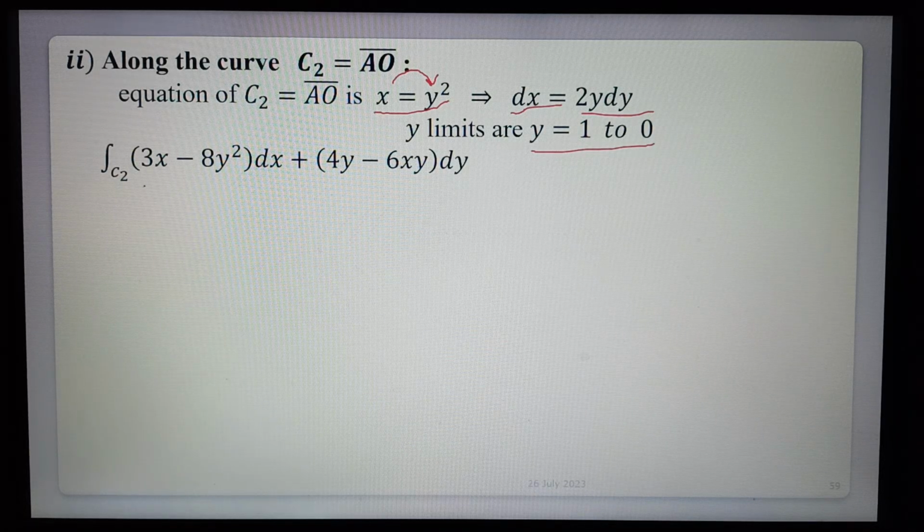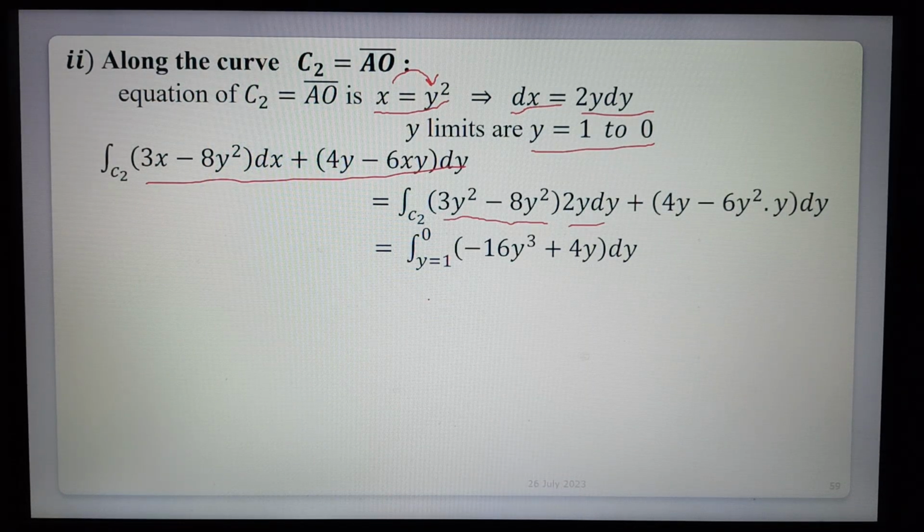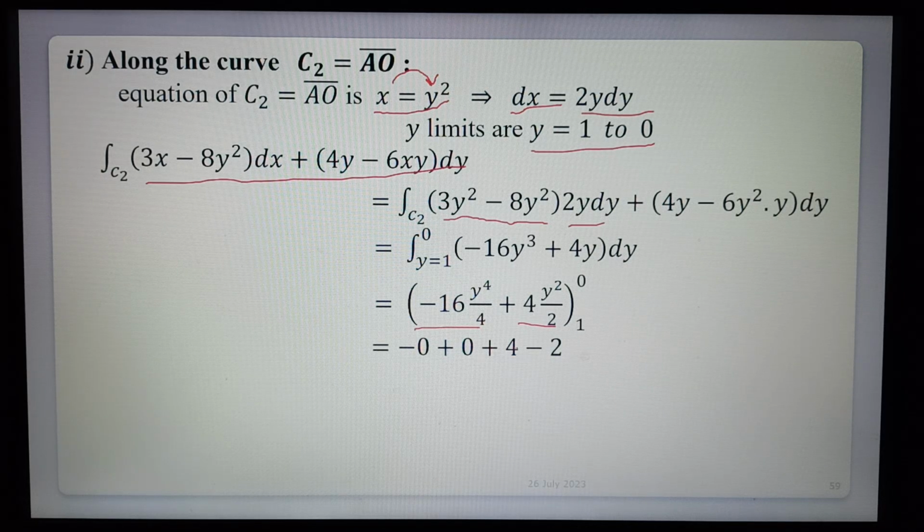It is equal to integration over C2. Replacing x with y square and dx with 2y dy along C2, that is equal to (3y square minus 8y square) into 2y dy plus (4y minus 6y square) into y into dy. After simplification, y limits 1 to 0, (minus 16y cube plus 4y) into dy. Integration with respect to y: minus 16 into y power 4 by 4 plus 4 into y square by 2, limits 1 to 0. Upper limit 0, lower limit 1. That is equal to minus 0 plus 0, that is plus 4 minus 2, which is equal to 2.